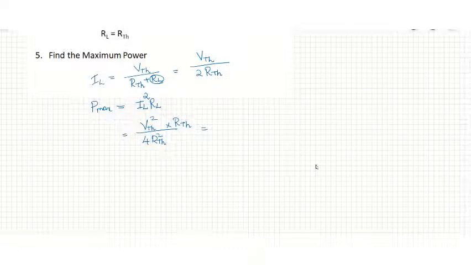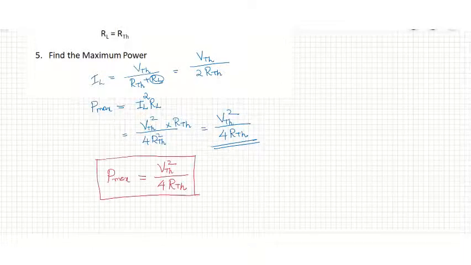This is equal to VTH square divided by 4 times RTH. This is the maximum power transferred. VTH square divided by 4 into RTH.